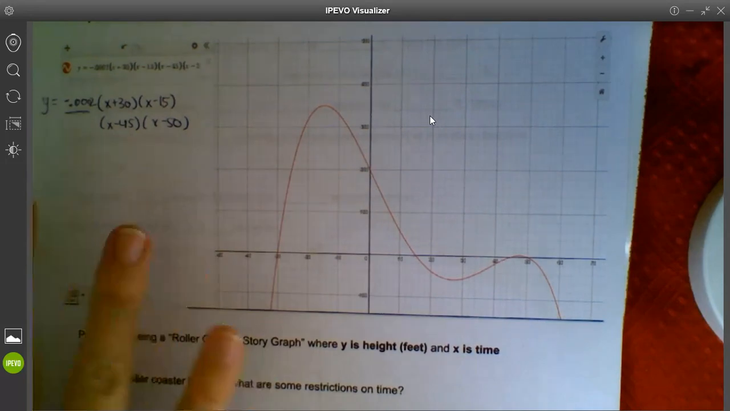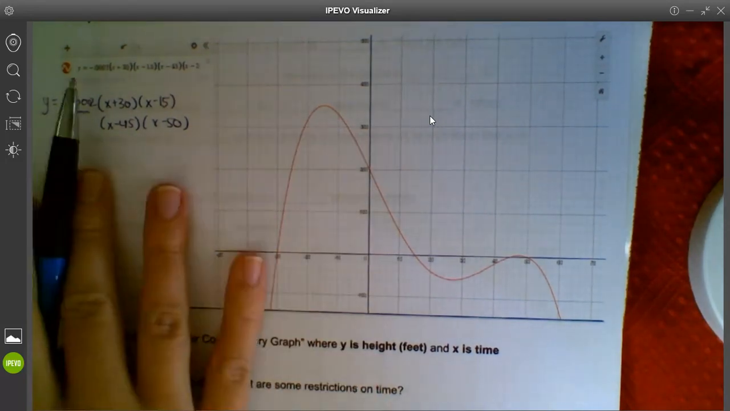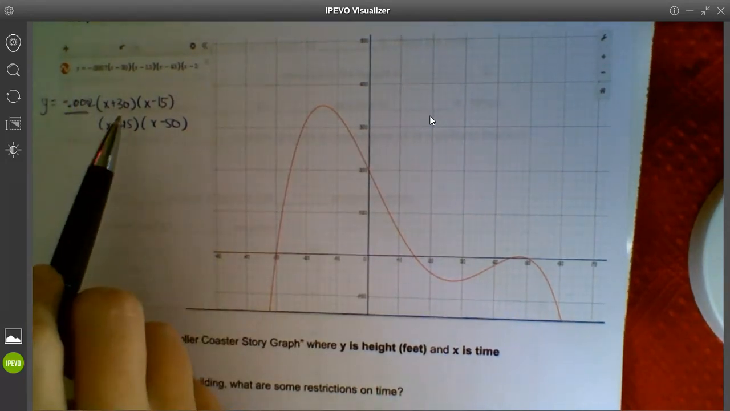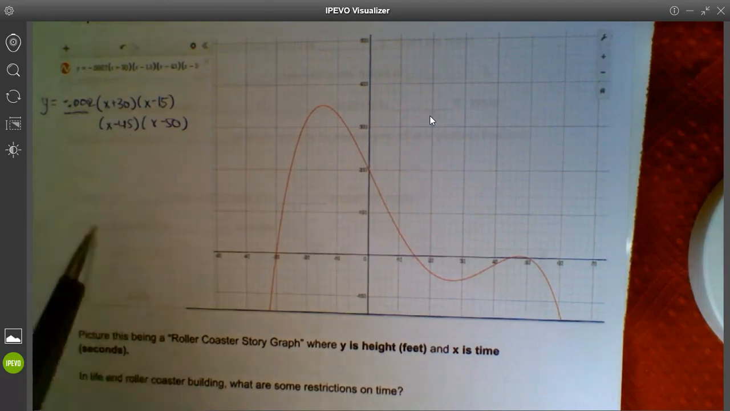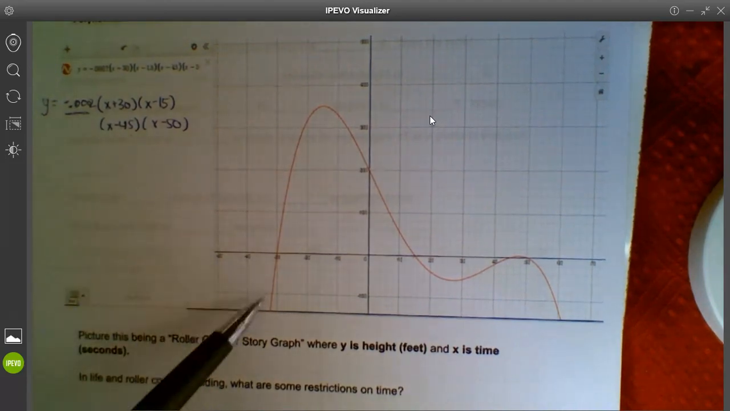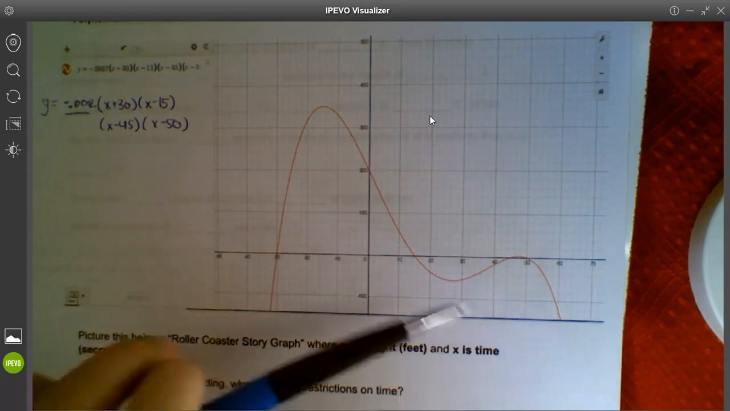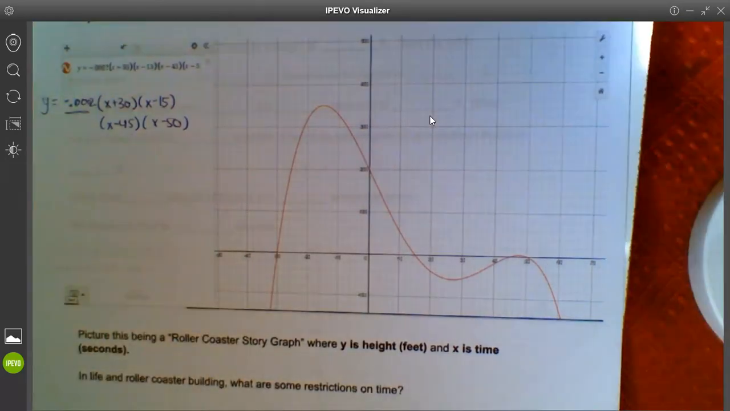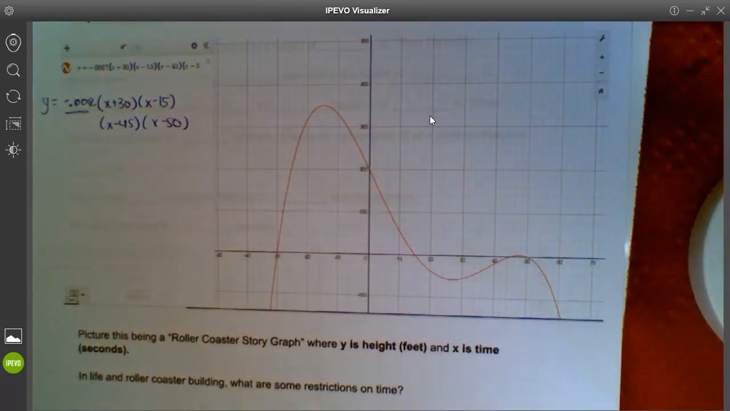But okay, this made a polynomial. We're very familiar with it. It's x to the fourth, so that's a quartic polynomial. Look at the end behavior. It goes down both ways. But that's looking at it in a mathematical sense.